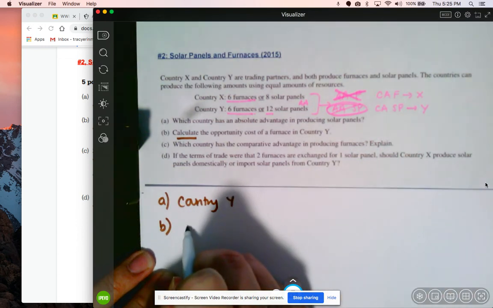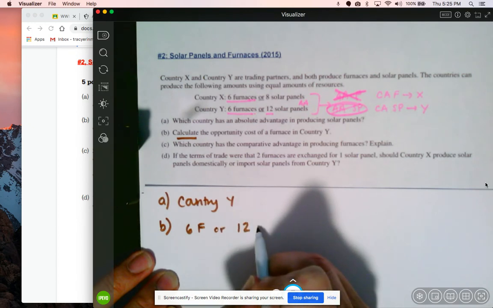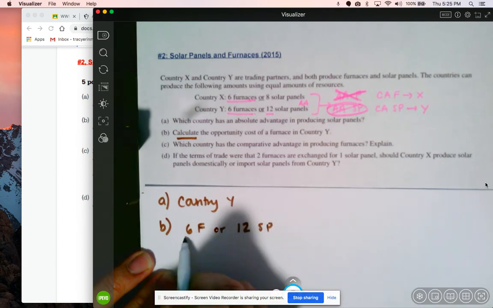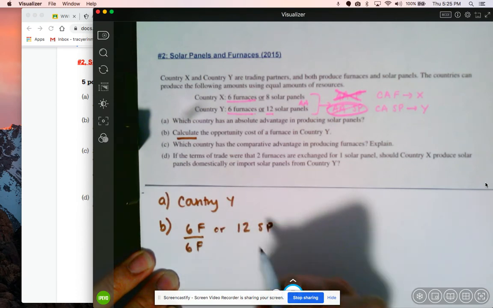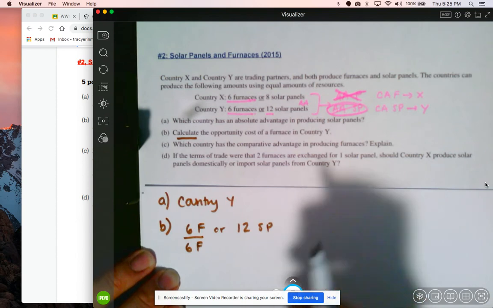So in country Y, they make 6 furnaces or 12 solar panels. If they want to know what the opportunity cost is, so for every solar panel you make, how many furnaces would you lose? Or for every furnace you make, how many solar panels would you lose?